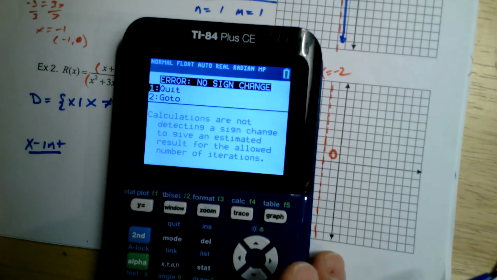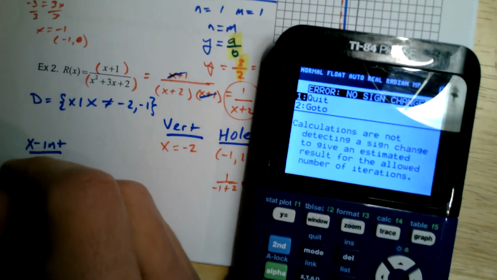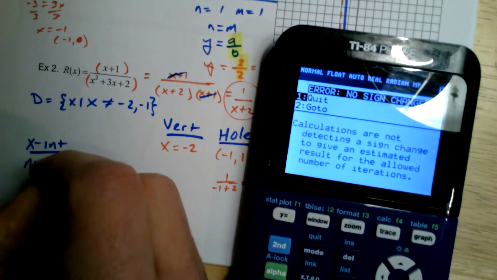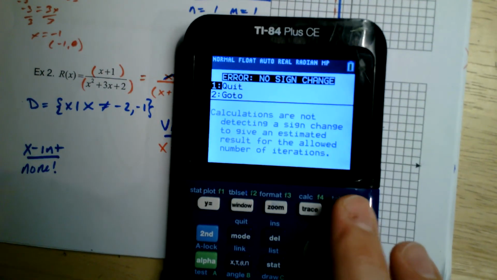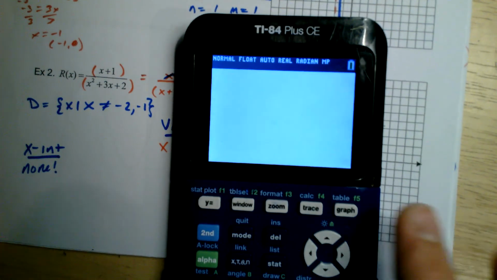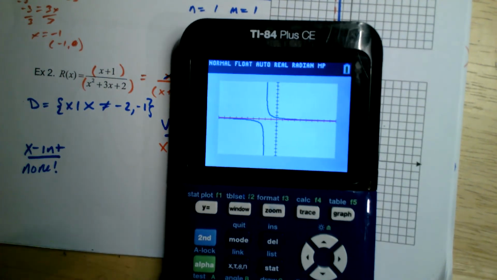No sign change. Okay? Well, it doesn't mean you're wrong. It just means there's none. There are no x-intercepts. Okay? Looking at this graph, why do you think there are no x-intercepts? Why is it not touching the x-axis? What do you guys think?